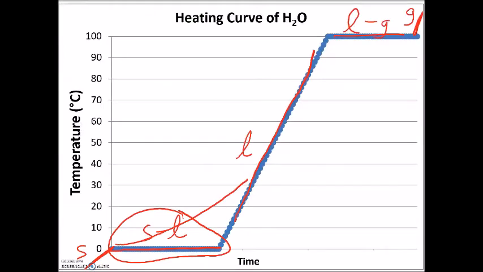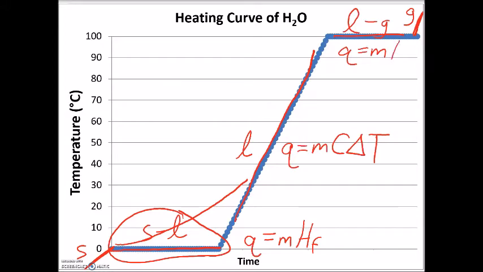When we have no temperature change occurring at the solid-liquid phase, we use this equation where the energy transferred is equal to the mass of your sample times the heat of fusion. In the middle region here, when we have the drastic temperature increase, the energy transferred is equal to the mass of the sample times the specific heat capacity of water times the change in temperature. And then when we have our phase change from liquid to gas at the top, then the energy transferred is equal to the mass of the sample times the heat of vaporization. For this lab, we're specifically going to look at this equation here, the energy that's transferred to ice when it melts or to water when it freezes.